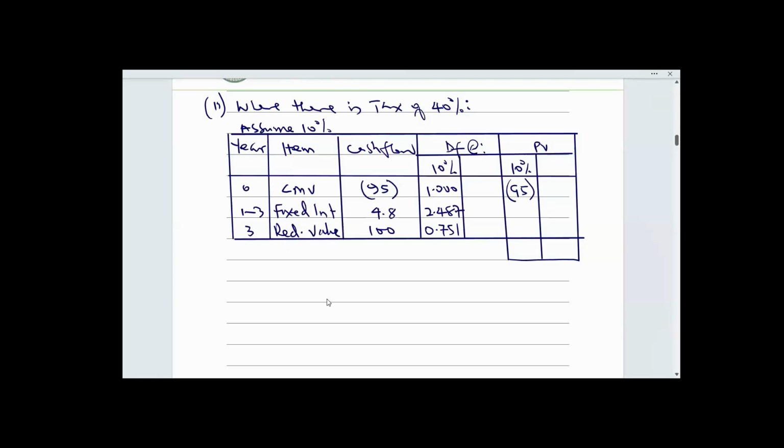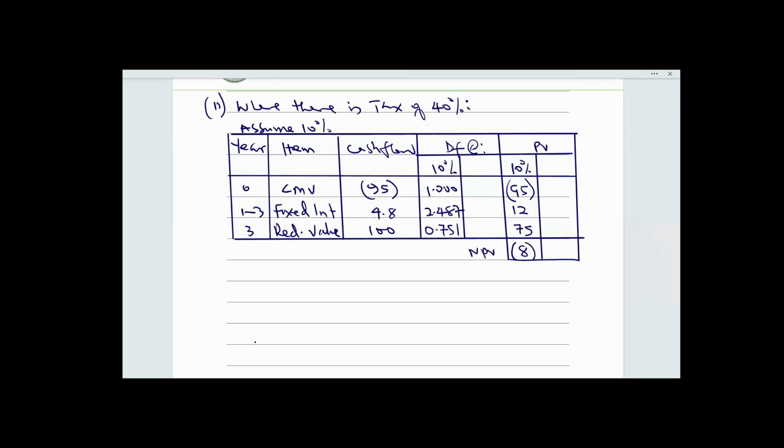2.487 multiplied by 4.8 equals 11.94, approximately 12. Then 100 multiplied by 0.75 will give us 75. So 75 plus 12, 87. 87 minus 95. This will give us minus 8.